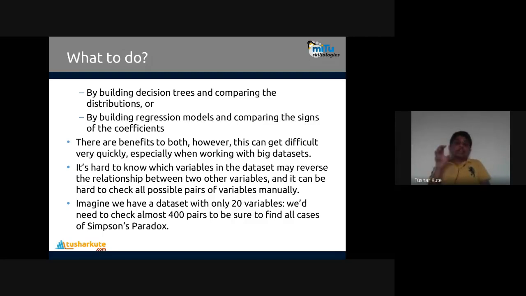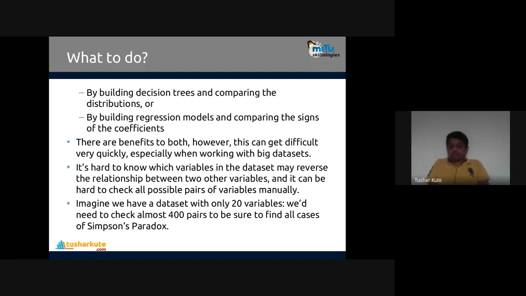Okay. By building a regression model and comparing the sign of coefficients, the regression algorithm can be chosen. Like I talked about many regressions. So this algorithm can be used to perform the operation and compare the sign of coefficients. Sign of coefficient means whether they are positive or negative. Based on that, it's identified. So there are benefits for both. However, this can become difficult very quickly, especially when working with a big data set. So we have a very huge data set. This definitely creates a problem. Okay, because expected results are not achieved in that case.